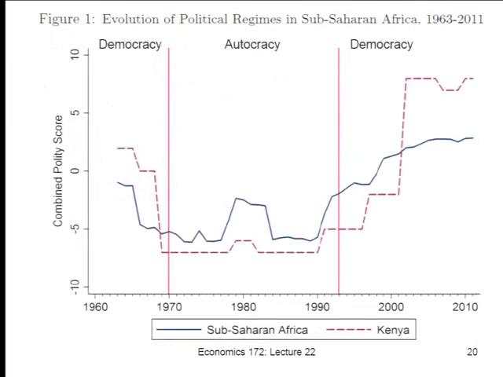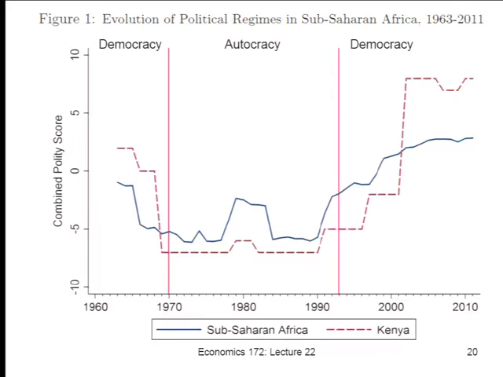What you can see here, and I showed you this plot before, is the blue line, which is Africa as a whole, sub-Saharan Africa. The trend in terms of democratization looks a lot like Kenya, which is the red line. Higher values are more democratic, lower values are more autocratic. And you can see over time that there was quite a bit of democracy in Africa and in Kenya in particular in the 60s, but basically a very sharp drop-off in the degree of democracy in the late 60s.